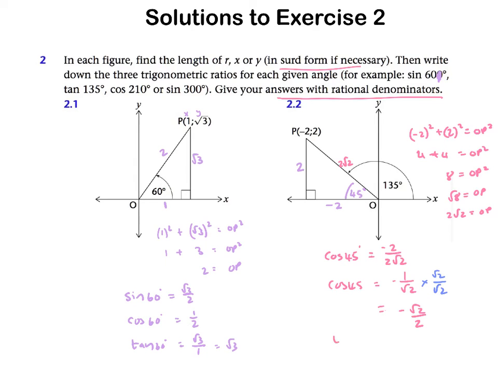And then last part is tan of 45 degrees. Tan of 45 will then be 2 over minus 2, right? Y over x, opposite over adjacent. So 2 over minus 2, which is equal to minus 1.